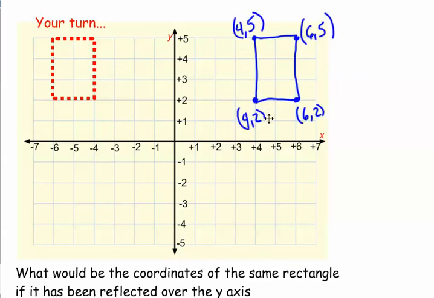All right, check your answers. So my coordinates would be 4, 5, 6, 5, 6, 2, and 4, 2. Okay, that would be my reflection over the y-axis.